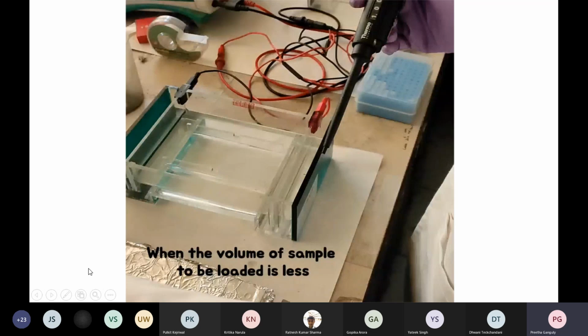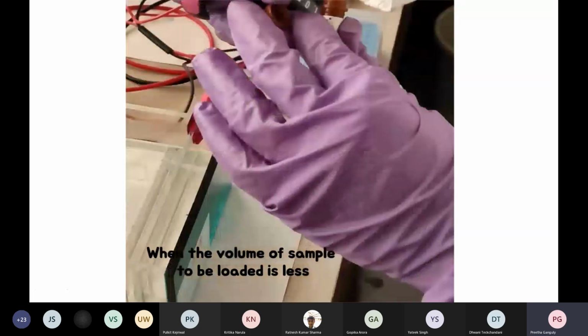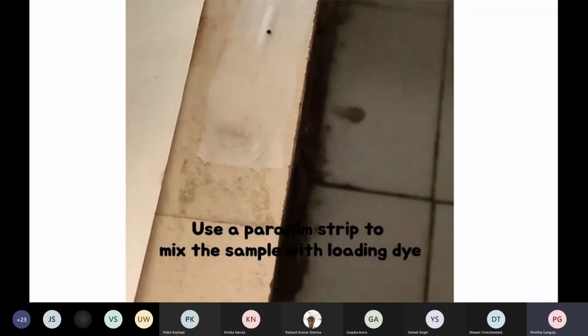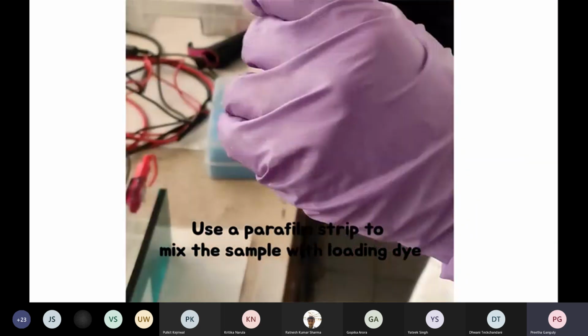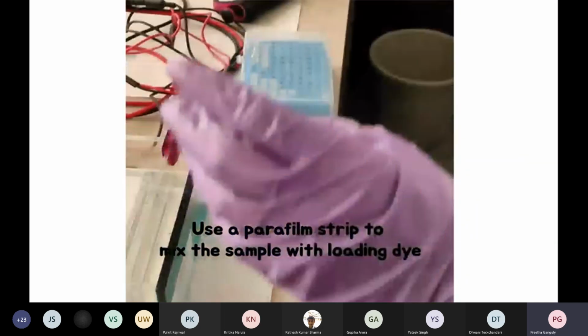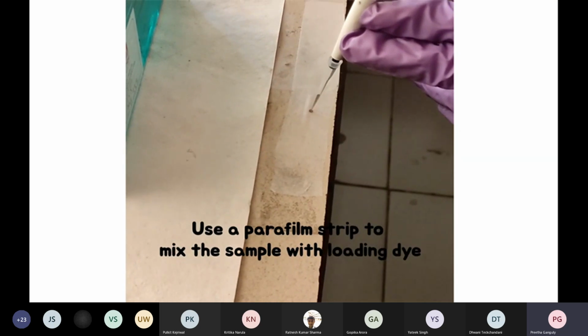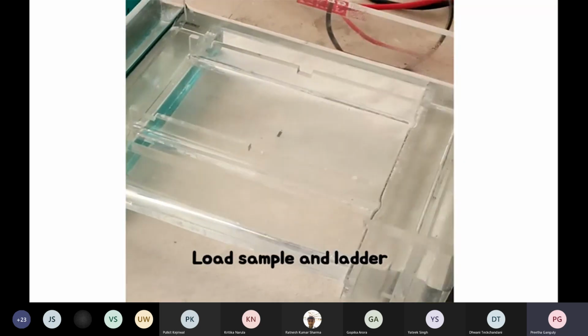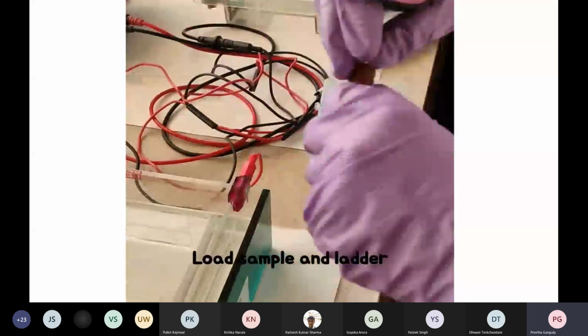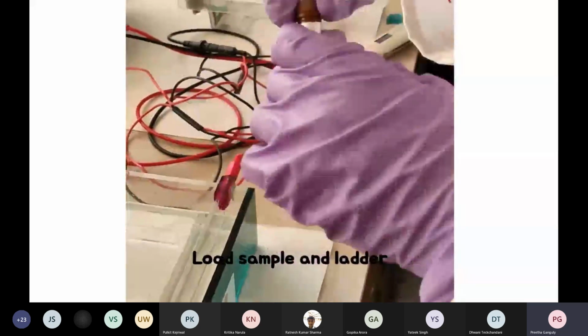Okay. Now if the volume of the DNA is very small, then another process is used. We will take a parafilm strip and add the DNA sample and loading dye together on this parafilm, and then we will load the sample into the well, and then we will also add the ladder.